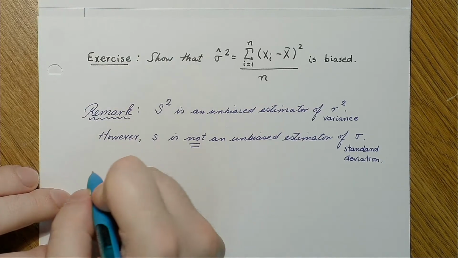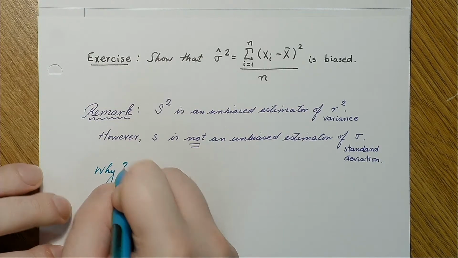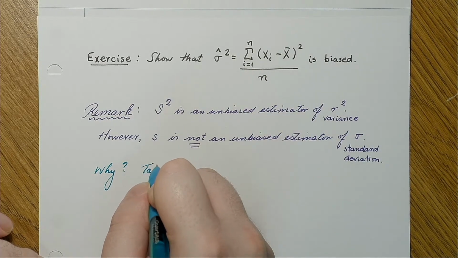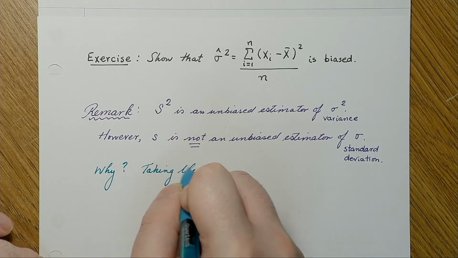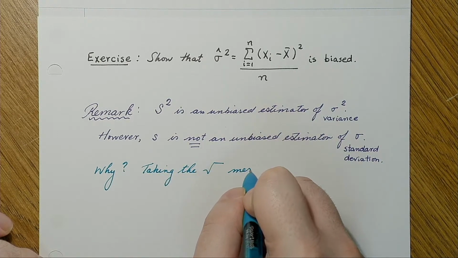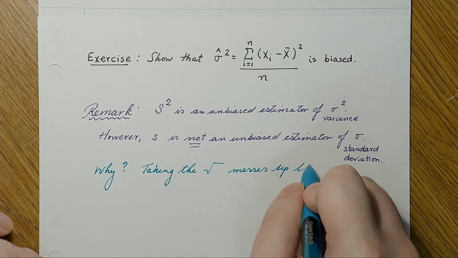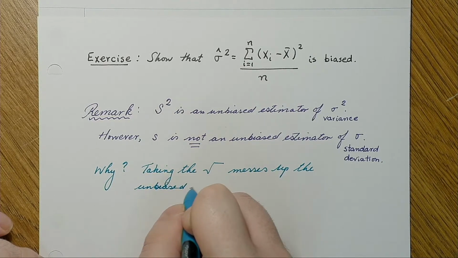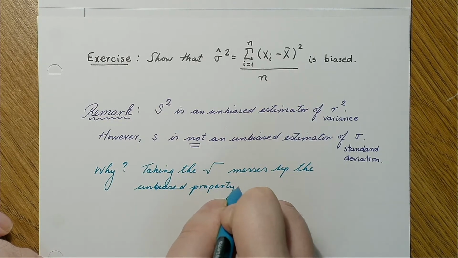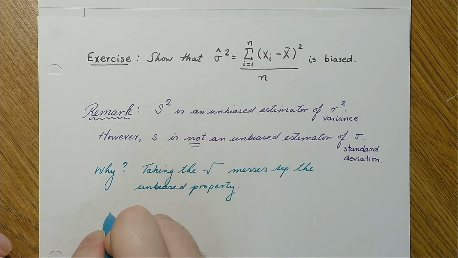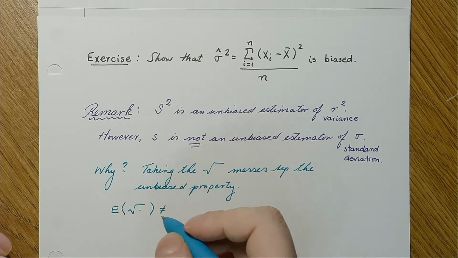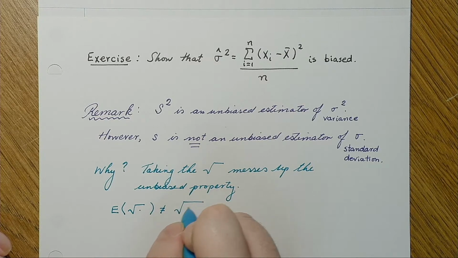Okay. The reason for that is basically taking the square root messes up the unbiased property. The expectation of some sort of square root is not equal to the square root of the expectation. Okay, that's basically it.